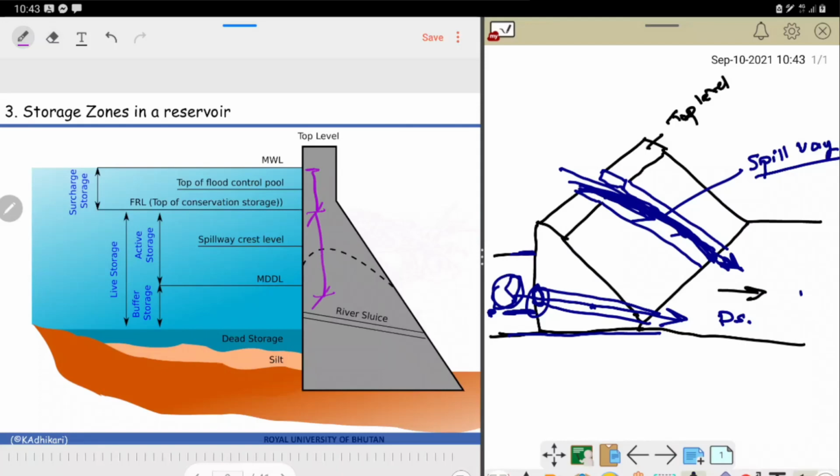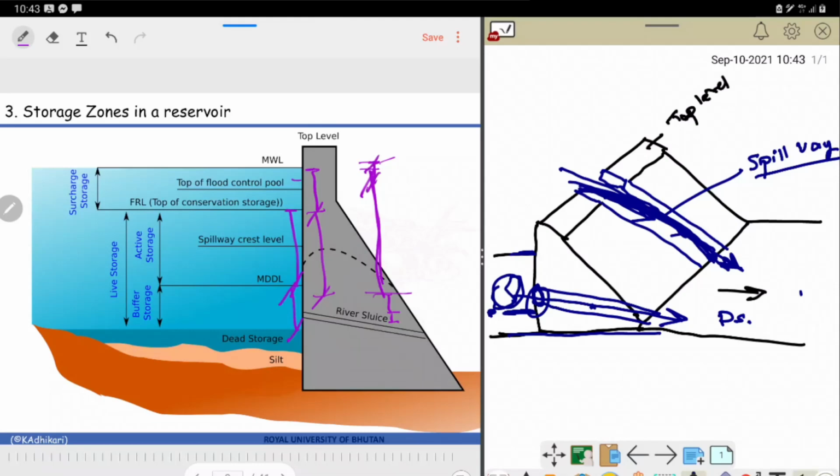Just to fit my script here, I have made it quite large, but in the real world it would be just tiny compared to the active storage. The active would be large, this surcharge would be just a fraction of it, and likewise the dead and silt storage would also be fractions. The maximum portion is for active. Okay, so this is just a schematic, it's not drawn to scale. That's why you see this kind of large gap here. This active storage and the buffer storage are not almost equal. The active will always be more than the other zones. Especially the surcharge and other zones will be just tiny if we draw it to scale.